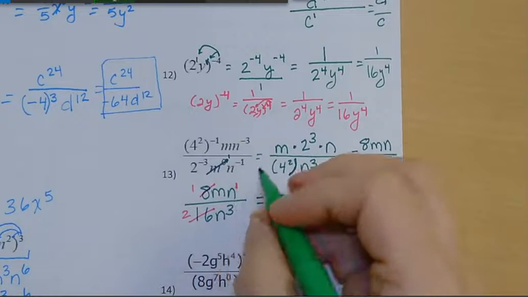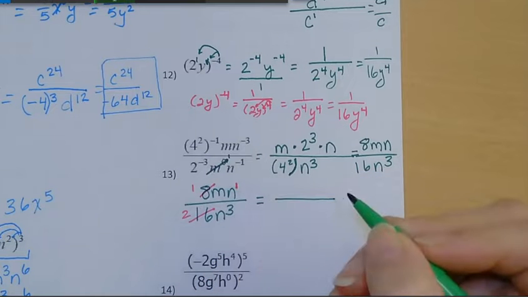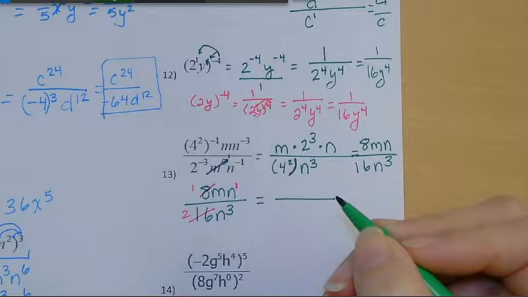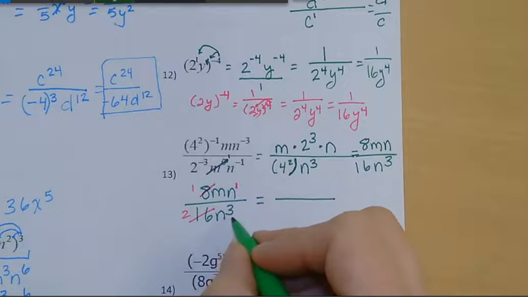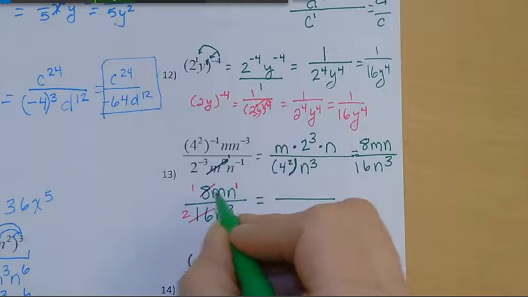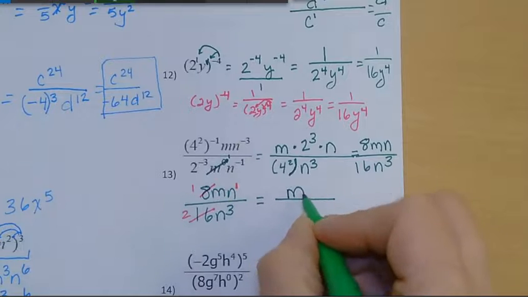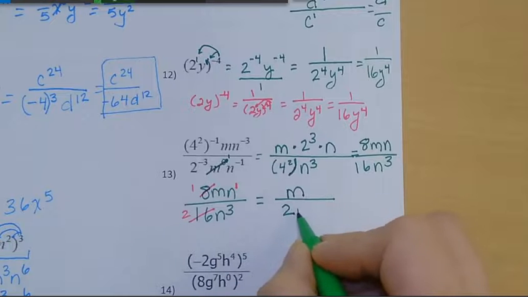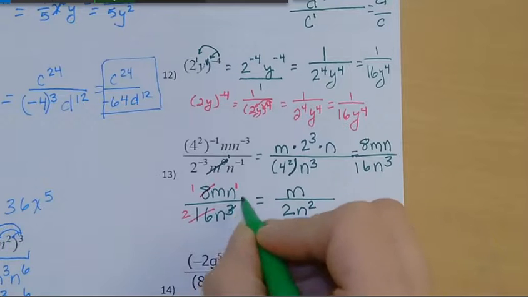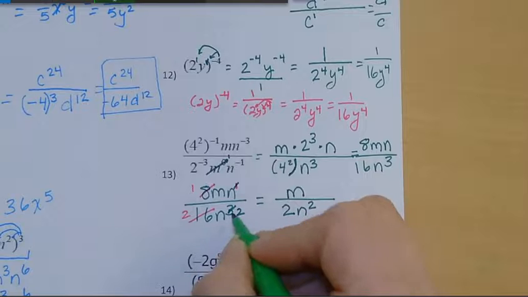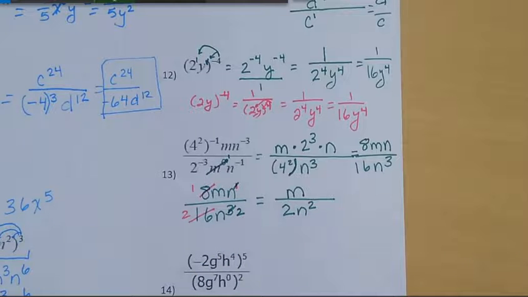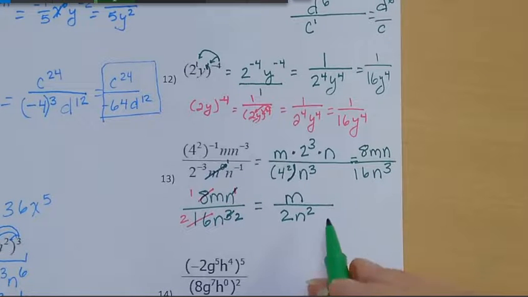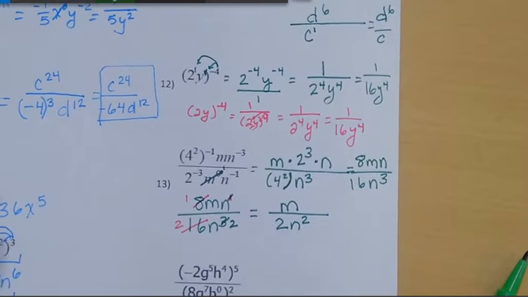I realize that I'm going to say 3 minus 1 is 2, so I have n squared, and I'm going to keep that wherever my larger exponent was. In my numerator, I have 1 times m, which is just m. In my denominator, I now have 2 times n to the power of 2. 3 minus 1 is 2. And again, there's more than one way to solve this problem, but we should end up with m over 2n squared as our final answer.